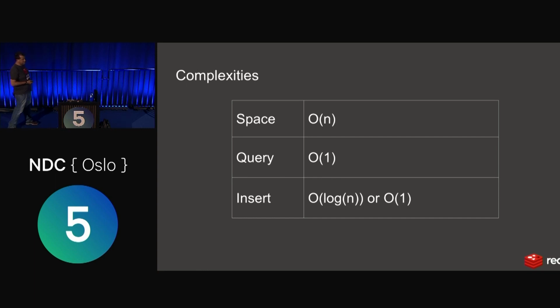But the problem is that the space complexity of this is order n. So you have to store all of the things in your entire set in memory in order to perform one of these queries. Your query is order 1, and then your insertion is either order log n or order 1, depending on whether you're using a sorted set or a set. Sorted set, it's log n. A set, it's order 1.